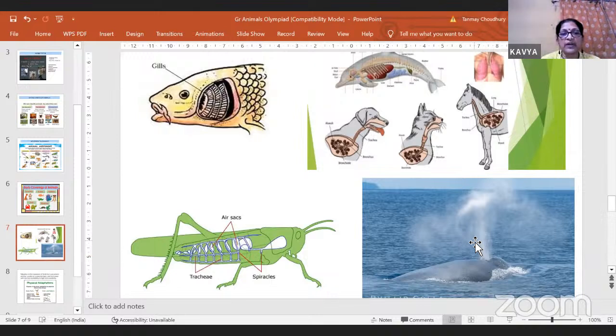So blowholes and lungs in whales, lungs in all these mammals here, spiracles in insects, and gills in fish. So these are the breathing organs in animals.